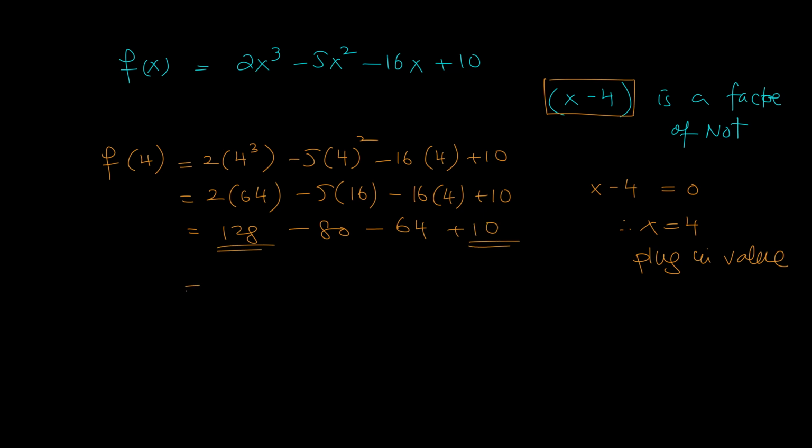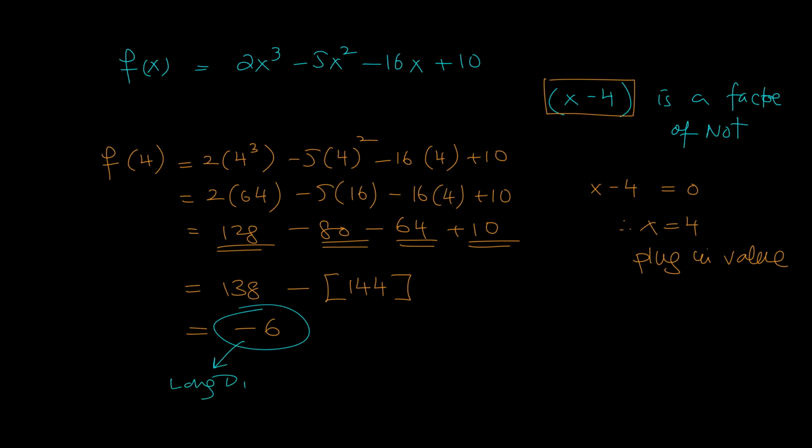128 and 10 adds up to 138. 80 and 64 with a negative sign adds up to negative 144. What is the difference? Negative 6. Now this negative 6 is the same number which was obtained after long division. So long division will give you the same answer. Just plugging in the value of 4 in f(x) was giving you the same answer. This is the concept of remainder theorem.